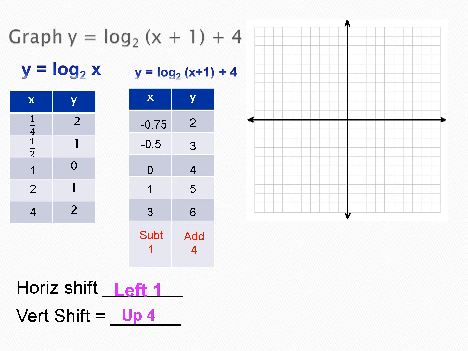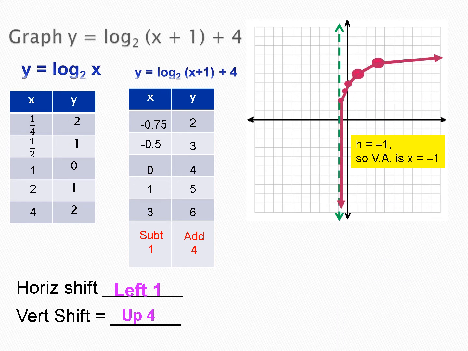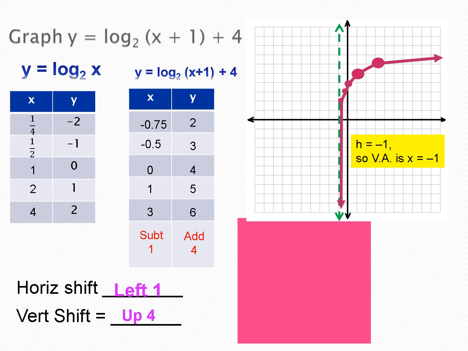But before I graph, I need to determine what is my vertical asymptote. So if you remember from the previous slide, it says that your vertical asymptote is x equals h. Well, my h is -1. Okay, so that means I'm going to have a vertical asymptote of x equals -1. There we go. So there's my vertical asymptote. Now we're going to plot our points. And then we're going to connect the dots. Now we're going to get right up super duper close to that asymptote, but we are not going to touch it and we're not going to cross it.